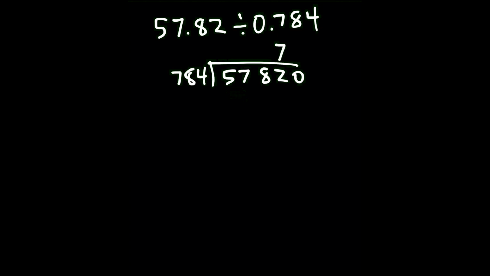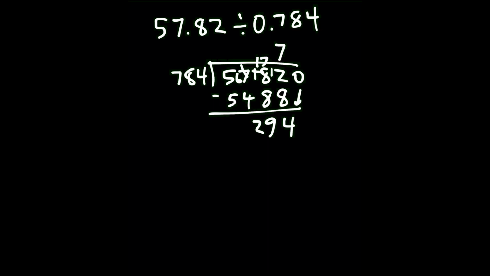So I'm going to put my 7 here, and I know that 7 times 4 is 28, so I'll put down my 8 and carry my 2. And then 7 times 8 is 56, plus 2 more is 58, so I'll put down my 8 and carry my 5. And then 7 times 7 is 49, plus 5 more. It's going to be 54. And now I'm going to subtract. So I'm going to borrow here and regroup and all that good stuff. And so 12 minus 8 is 4, 17 minus 8 is 9, and then 6 minus 4 is 2. I'm going to bring down the 0.